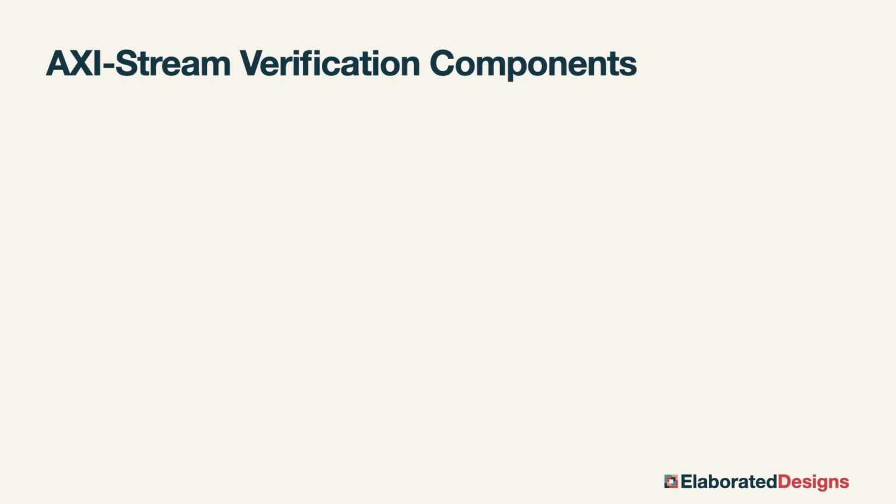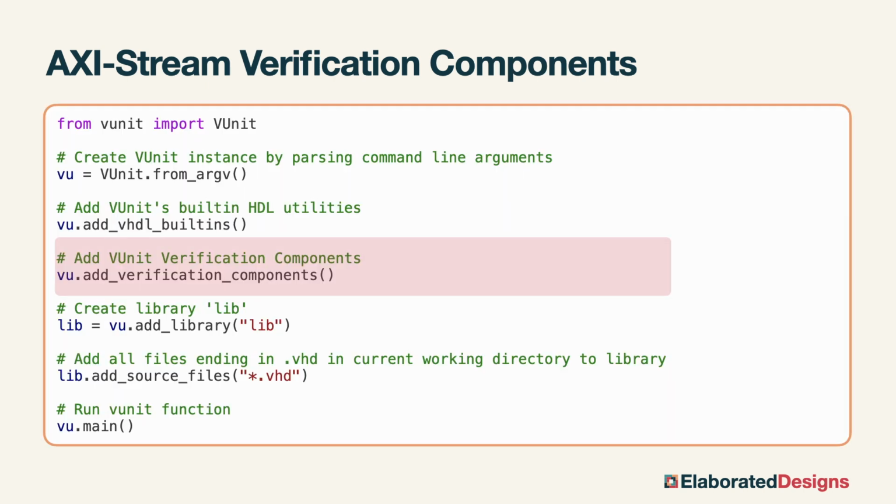VUnit includes verification components with support for several standard interfaces, including AXI-Stream. To get started, we include the add verification component statement in our simulation script to add support for the verification components. We can now expand our existing test bench by adding one AXI-Stream master and one AXI-Stream slave verification component.